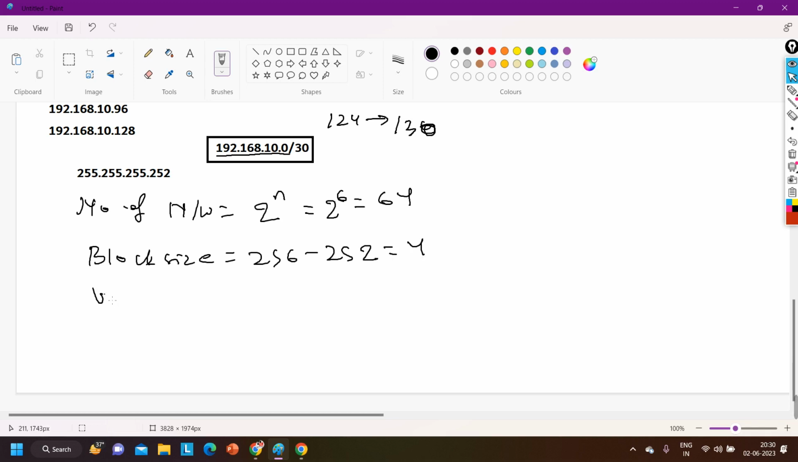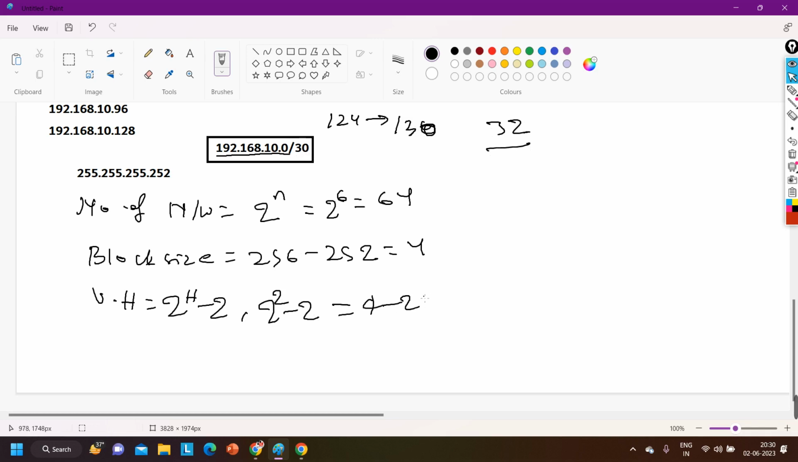After that, valid hosts. The valid host formula is 2 to the power h minus 2, where h is the number of host bits. See, out of 32 bits of the IP address, 30 bits are network bits. That means 2 bits are host bits. So 2 to the power 2 minus 2.